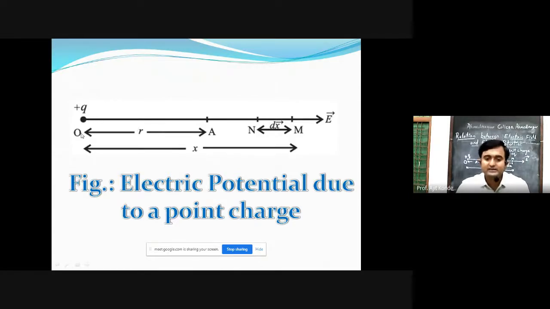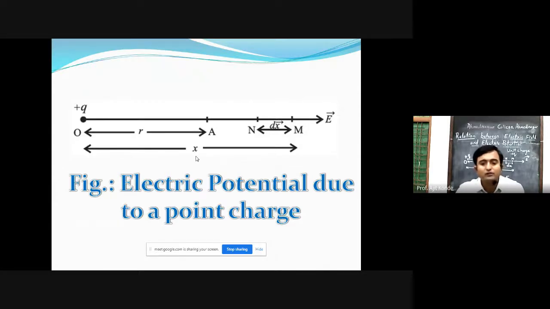Once again, see, at O we have plus Q charge. We have a unit positive charge at point M. The electric field acting at point M is in outward direction along OM. The small displacement from M to N is represented by dx bar. The distance from O to M is treated as x. Electric potential due to the point charge. This is the diagram which I explained earlier.